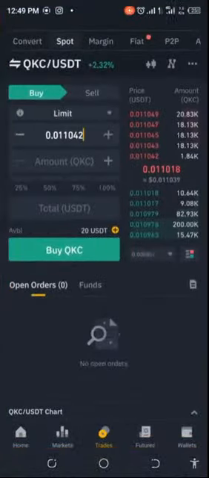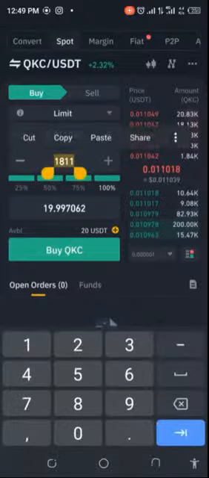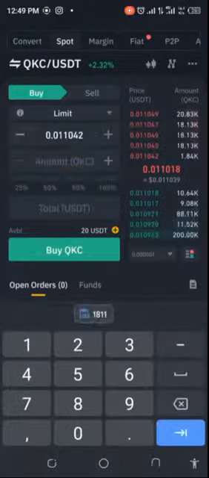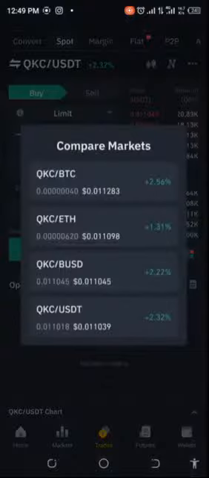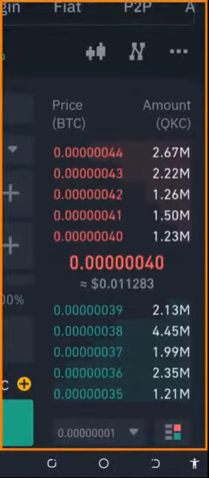Now what I want to do is just a quick simulation. Wow, we get 1811. Let's check whether we can still make a profit with this. So let me cut that and go sell to BTC. Okay, so let's sell to BTC. BTC is, and that's actually the price here.